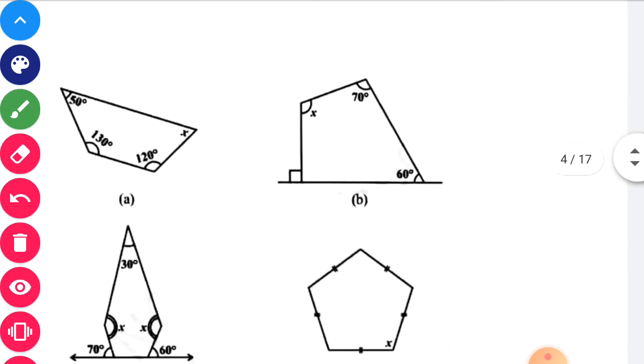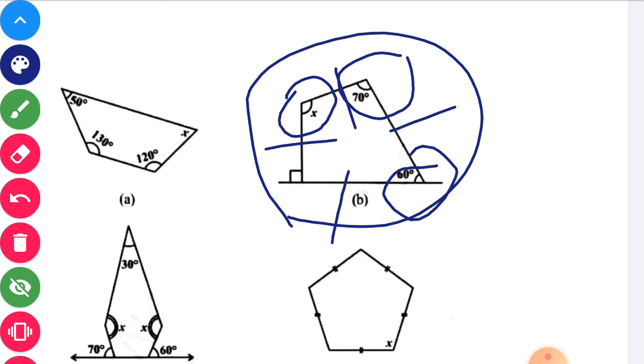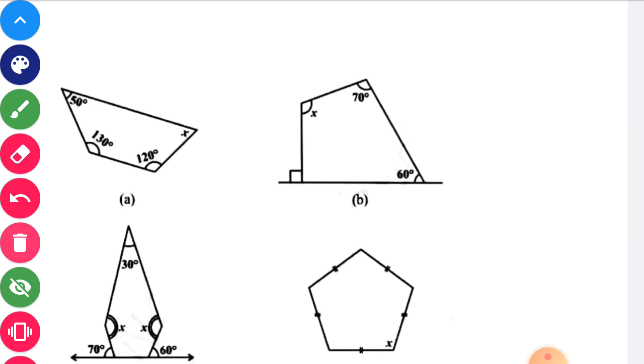Second one: how many sides are there? 4. 1, 2, 3, 4. You want to find the value of x. Here you will see that 2 angles only are given. No, here 3 angles are given. This is 90 degrees. So here also it will be 90 degrees. So you can write this is the 90 degrees. So what are all 3 angles? 70, 60, 90 and x.